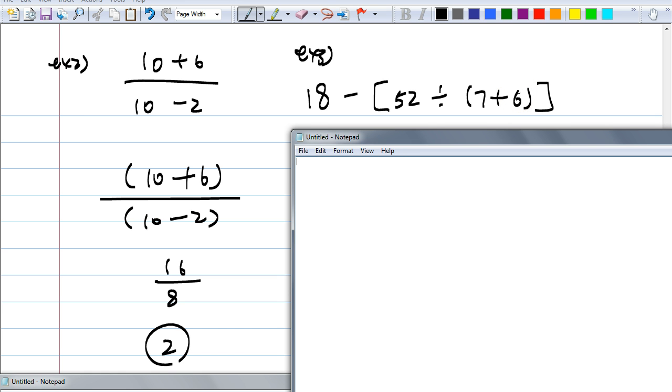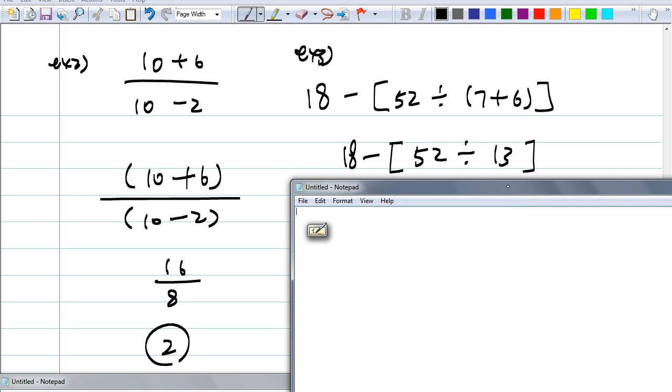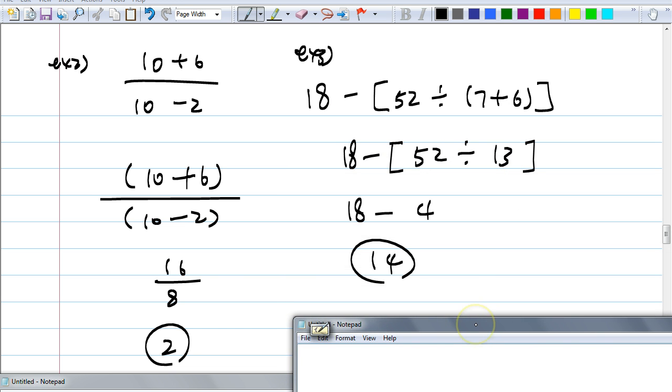Let's then go over this. Okay, what should I do first here, class? Can I do 18 minus 52 first? Of course not. What are we going to do first, class? 7 plus 6. You get 52 divided by 13 inside. You've got to do that one inside also. How many people got 14? Good. Most of you. All of you, actually. Okay, good. All right, let's move on then to another problem.